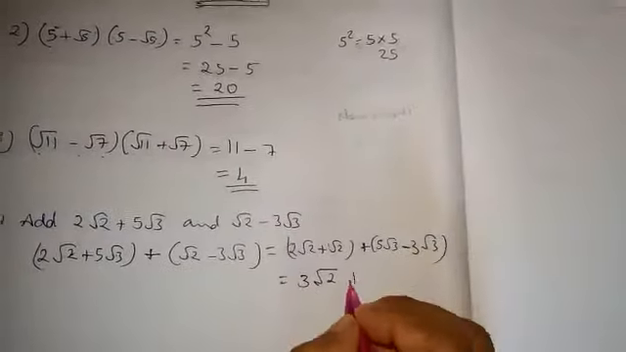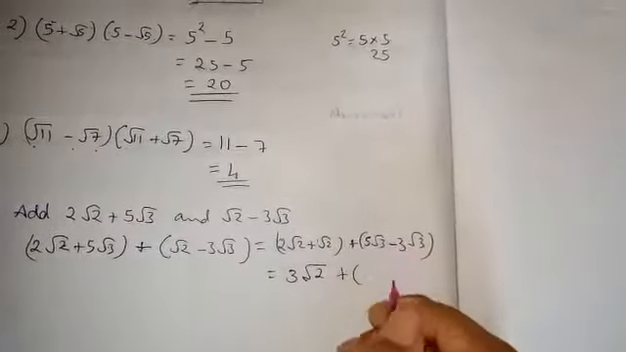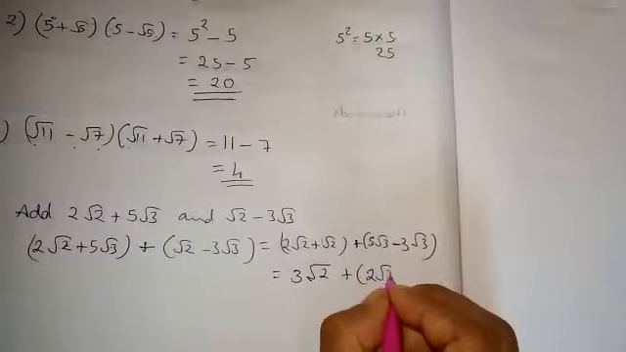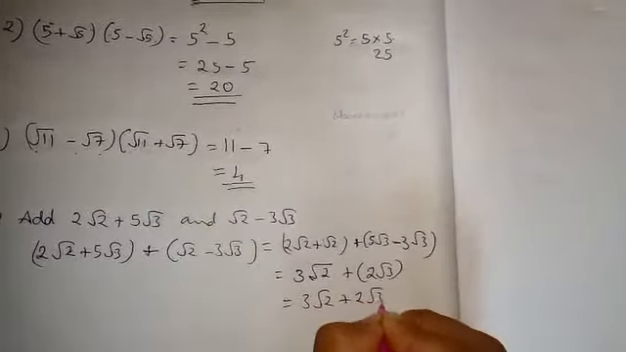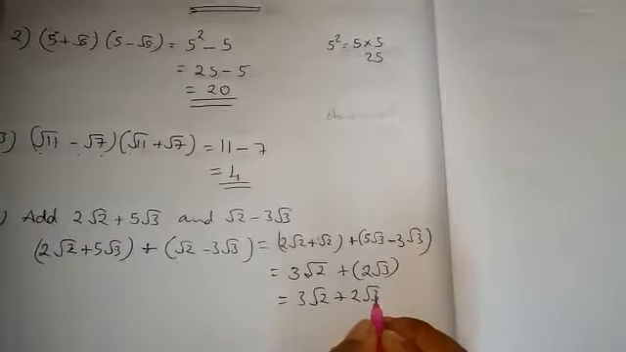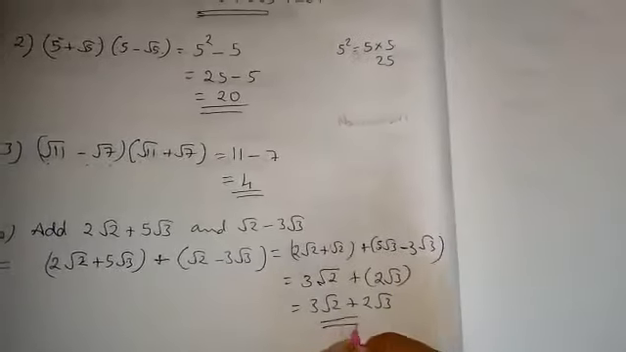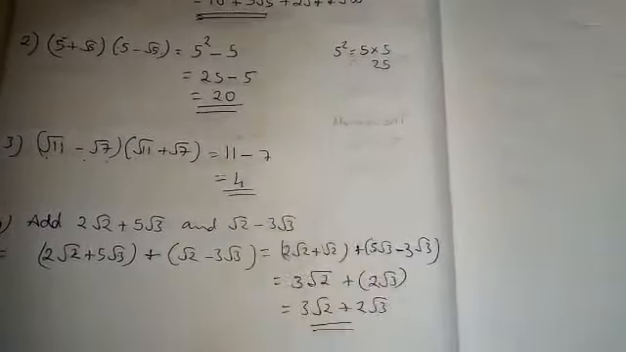3 root 2 plus. Next, 5 minus 3 is how much? 2. Then root 3. So the answer will be 3 root 2 plus 2 root 3. Now this we cannot add because roots are different, root 2 and root 3. So we'll stop here. The answer is 3 root 2 plus 2 root 3.